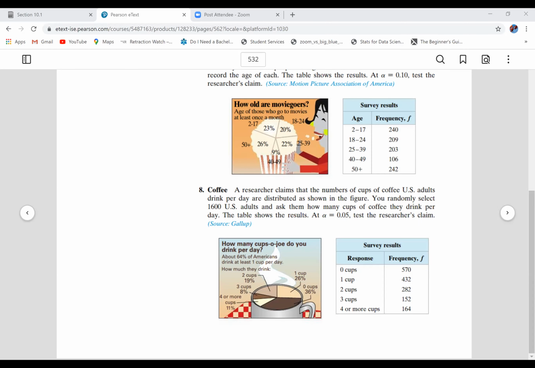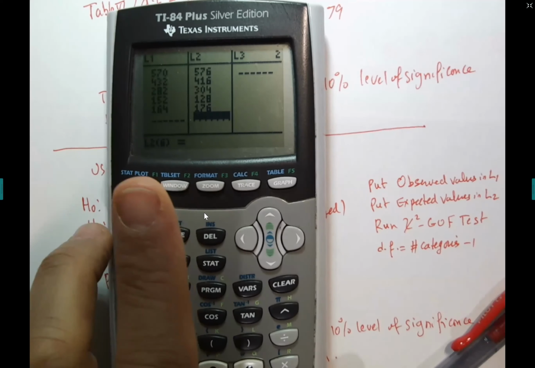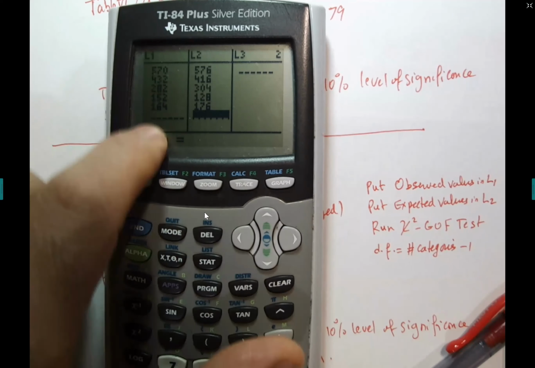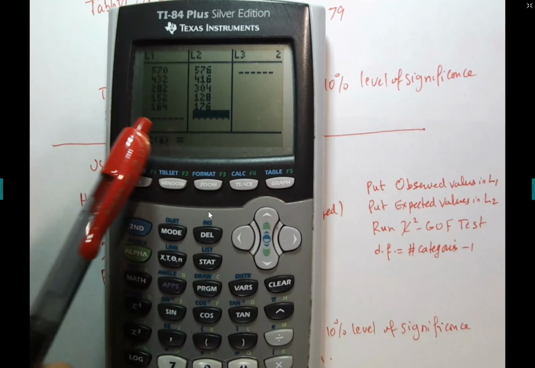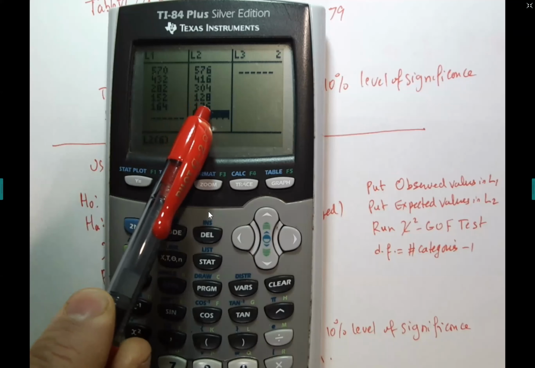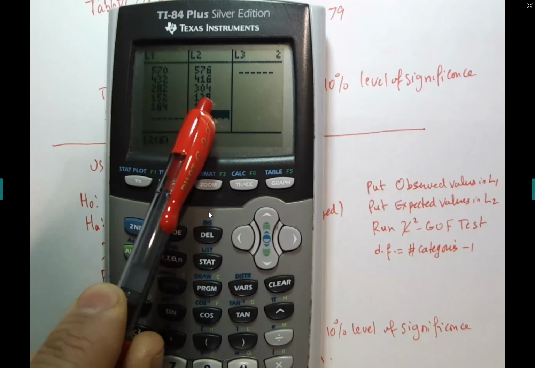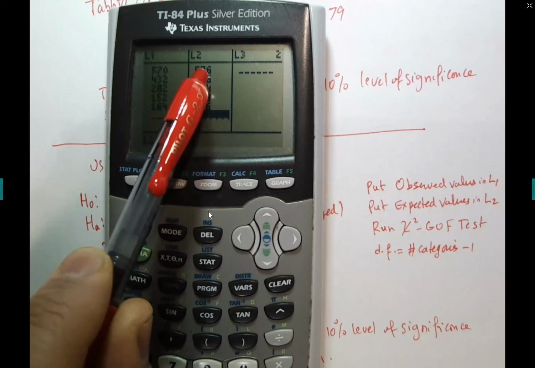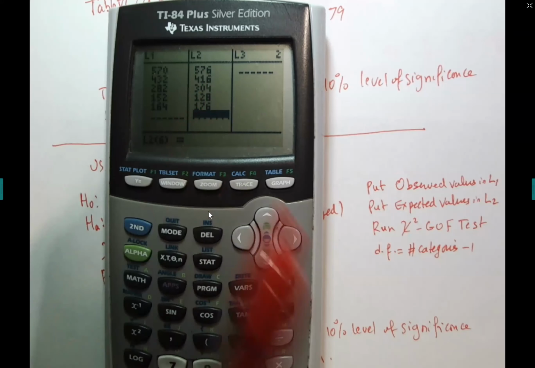So if I share the screen with you, these are the observed values. These are the expected values. And the last one, guys, was the 0.11 times 1,600. This one was 0.08 times 1,600. So it's the percent times total, percent times total, percent times total, and so on and so forth.